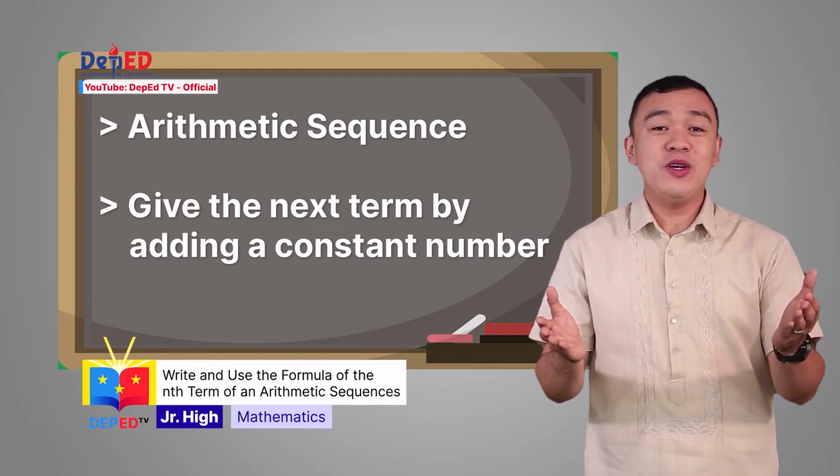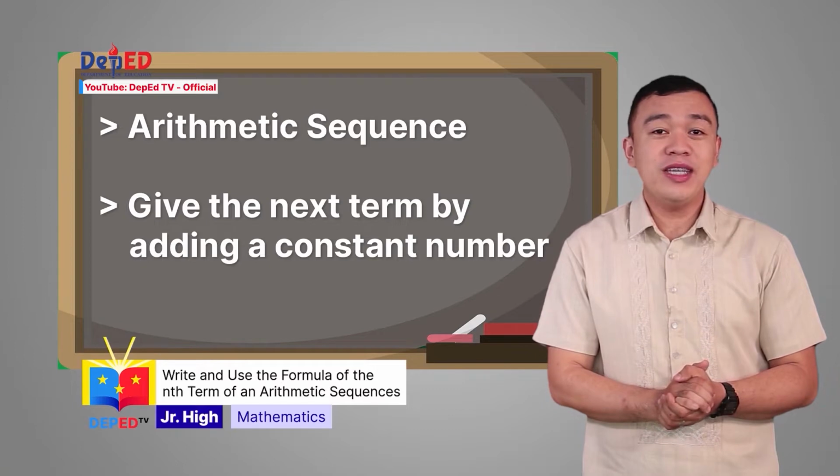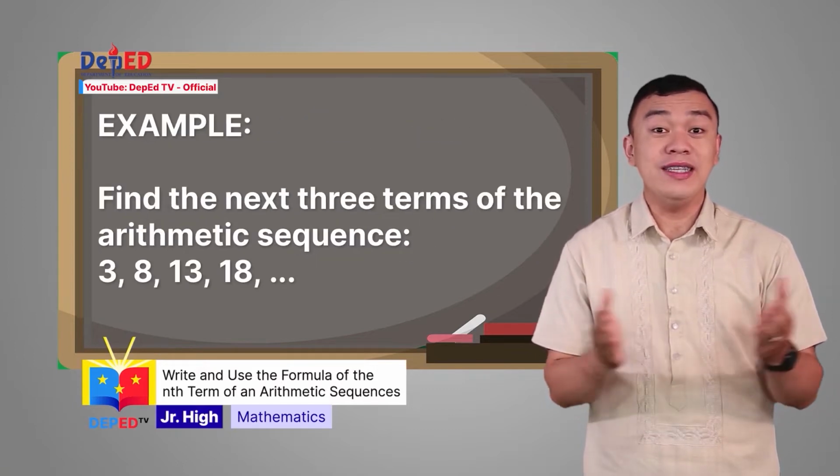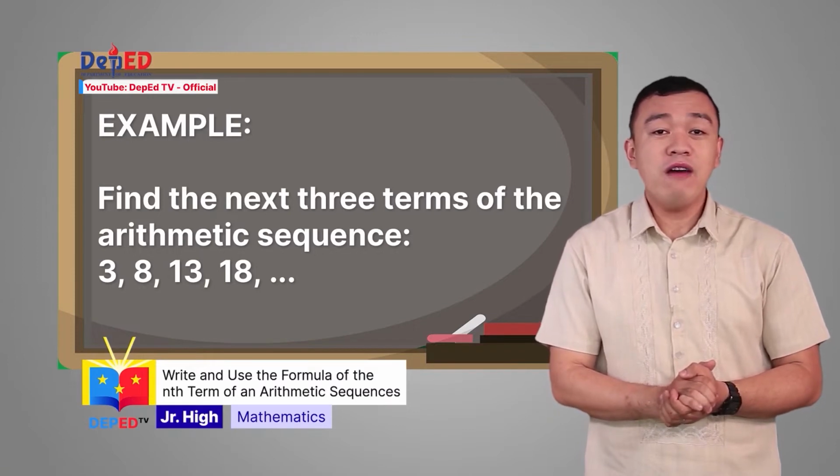In the previous episode, we defined an arithmetic sequence and gave the next term by adding a constant number called the common difference, denoted by the letter d. For example, find the next three terms of the arithmetic sequence 3, 8, 13, 18, and so on.